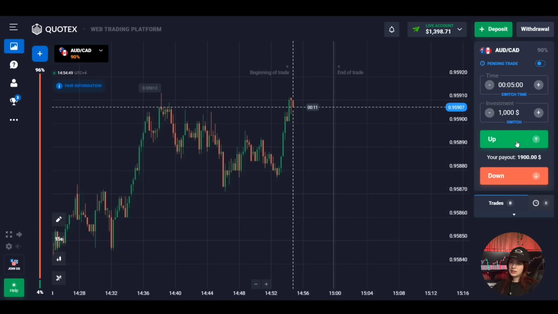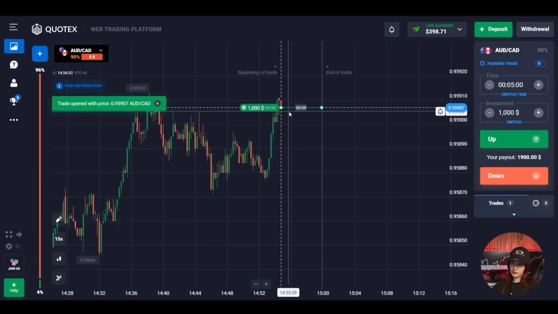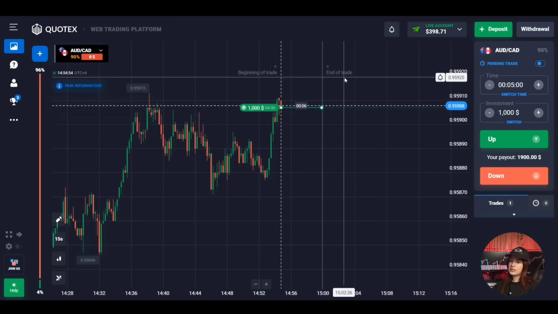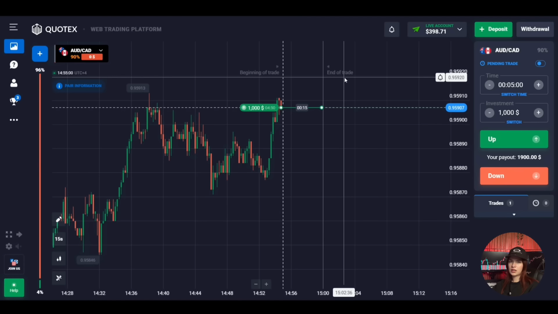Guys, indeed, in this situation, it is likely that this level will be breached. After all, we see that the price here has a good potential to increase. I hope that 5 minutes will be enough, even considering a possible consolidation or pullback. Guys, let's wait for the end of our deal.